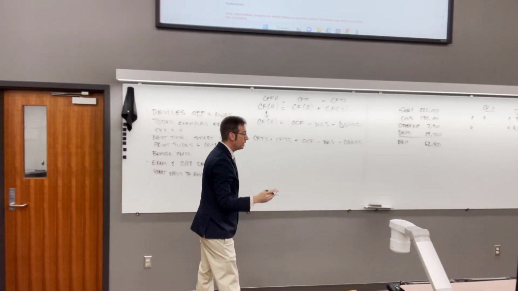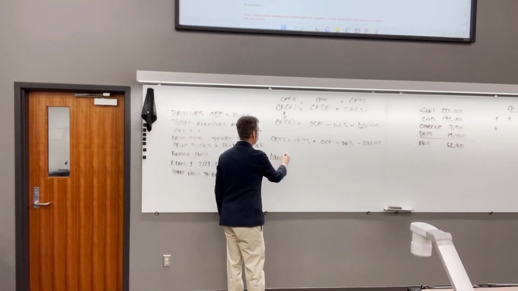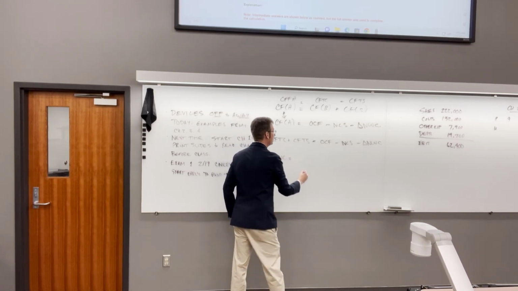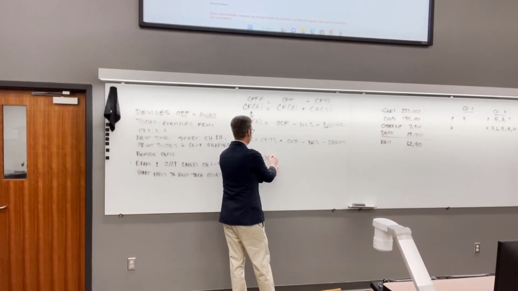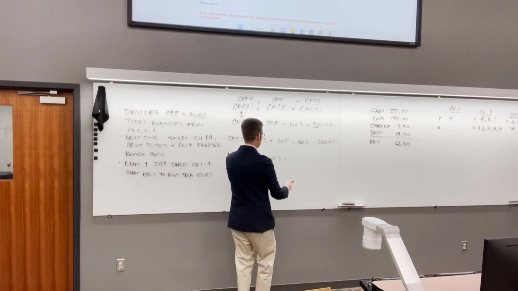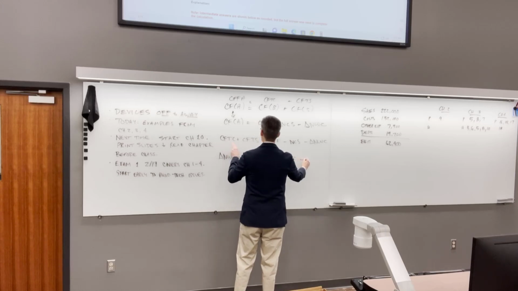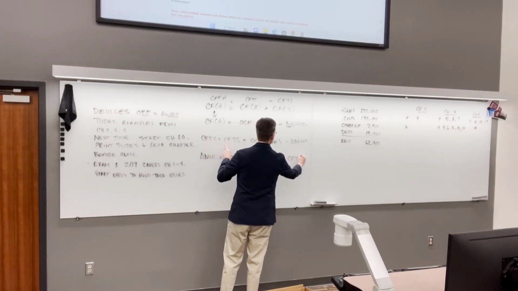And so I can rearrange this. The change in net working capital is equal to OCF minus NCS minus CFTC minus CFTS.